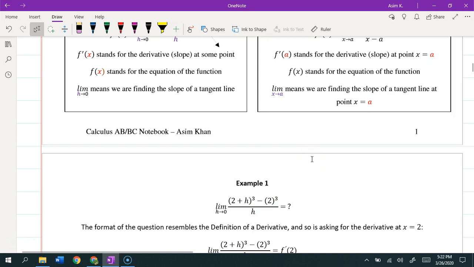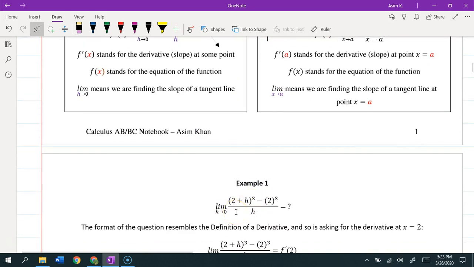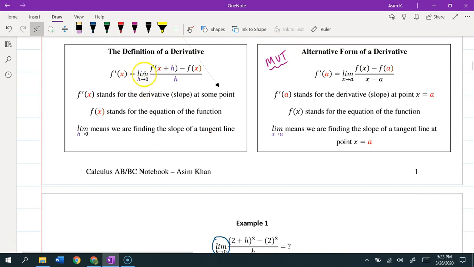Okay, so here is what you need to realize. Just kind of stare at that problem for a little bit and ask yourself, which form of the derivative is it talking about? Is it talking about the definition form, or is it talking about the alternative definition form? If you go back up here, you'll notice that my question starts off with limit h goes to 0, and that must be the definition of a derivative, because that's what the definition uses.